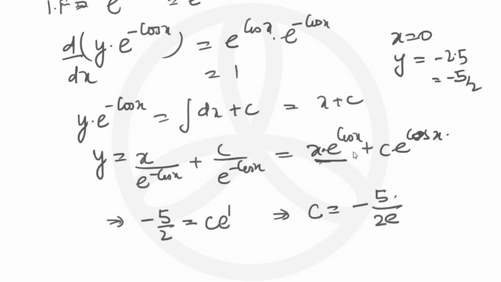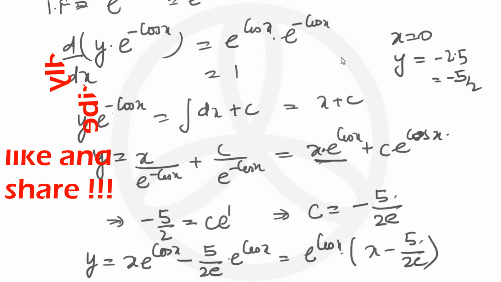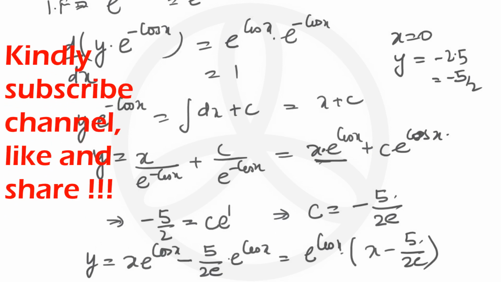So our answer for this will be y equals x e to the power cos x minus 5 over 2e to the power cos x, or e to the power cos x in brackets x minus 5 divided by 2e. Right, friends? So let us move to the next question.